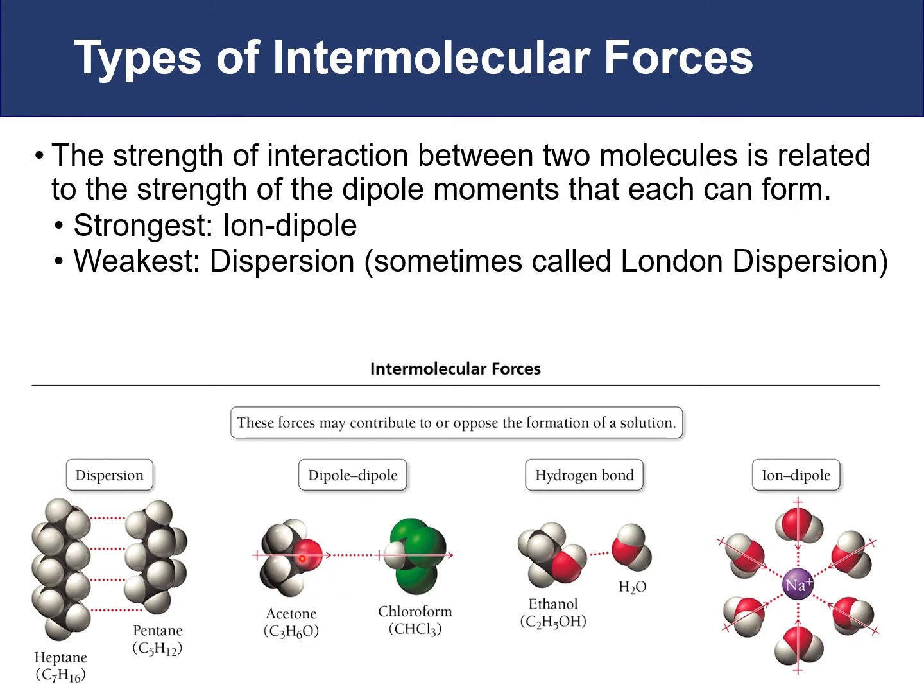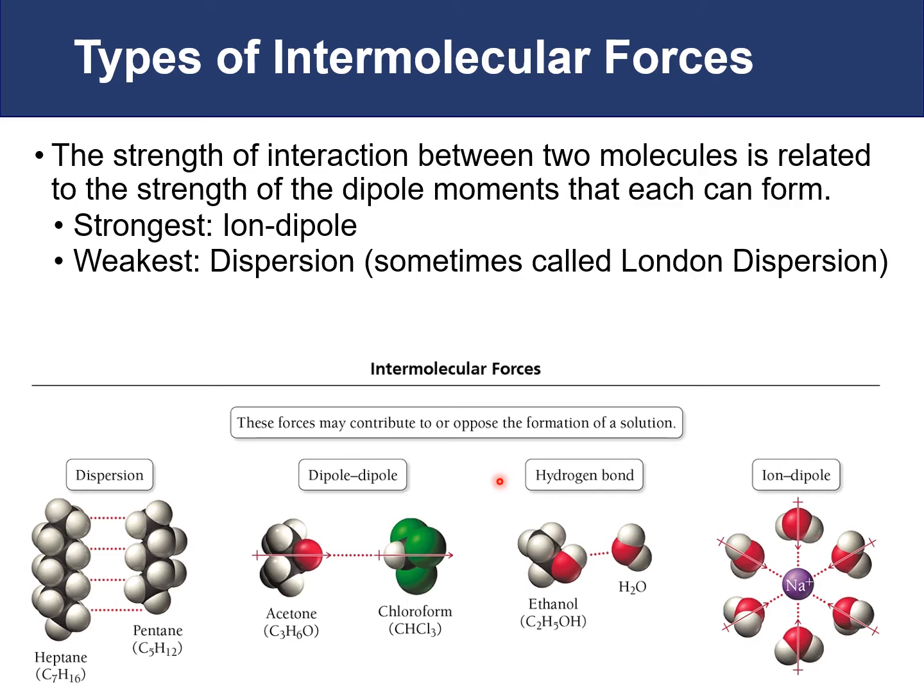Because we're talking about permanent plus ends and minus ends, they stay around, they are stronger than the induced dipoles that we saw in the dispersion forces. So dipole-dipole interactions are much stronger than dispersion forces because they are permanent and the dipoles themselves are stronger. A particular example of dipole-dipole interactions are hydrogen bonds.